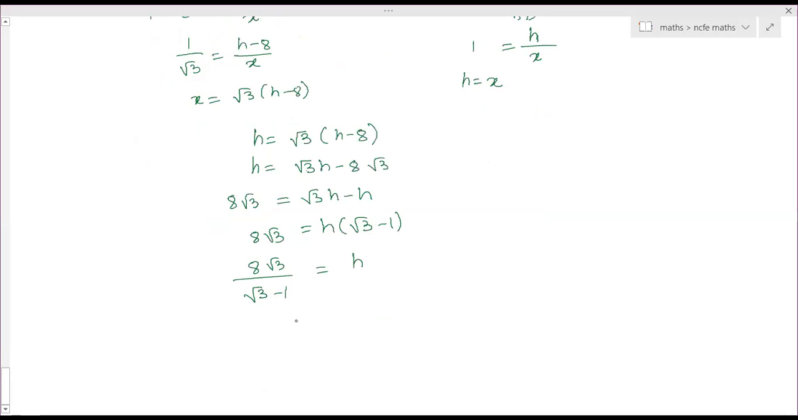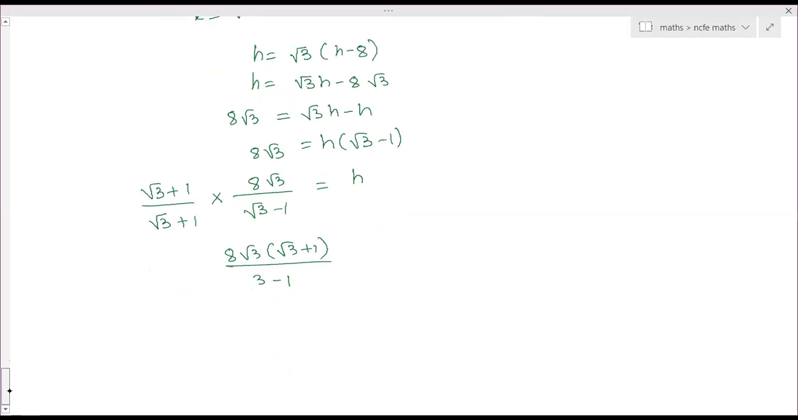Now the denominator is an irrational number. We cannot find it out easily, so we have to rationalize it. Here also rationalization is very important. Multiplying with root 3 plus 1, root 3 plus 1. So multiply 8 root 3 into bracket root 3 plus 1. Denominator is root 3 square is 3 minus 1. Hope you remember rationalization. 8 root 3 into root 3 plus 1 by 3 minus 1 is 2. 2 4s are, so 4 root 3 into root 3 plus 1. If you multiply inside, 4 root 3 into root 3 is 3, 4 3s are 12, plus 4 root 3 is the value of H.